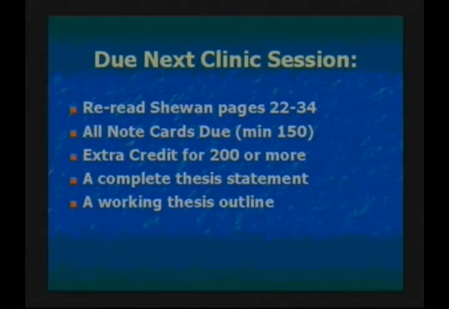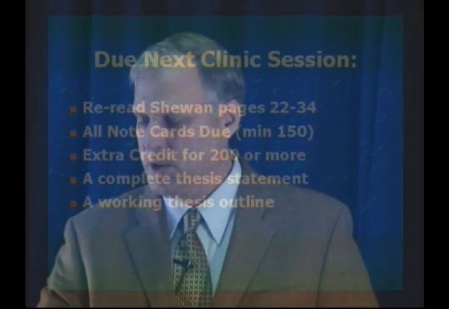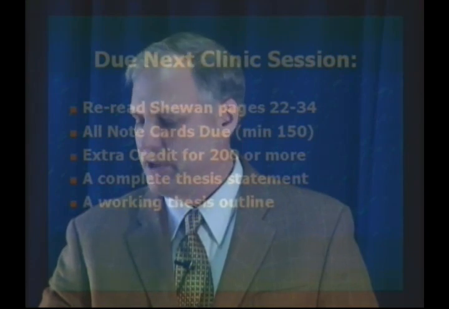There is latitude in the early part of the course, but once we get into March, I don't have latitude for deadlines. So if you've had an excused absence and you're a little behind, don't panic. You'll be able to catch up as we go, but keep that March deadline in view, because I can't start bending the deadline after that point. Make sure you have your complete thesis statement and a complete working outline. And if you have 200 cards or more, there'll be some consideration given for extra credit. That's it.